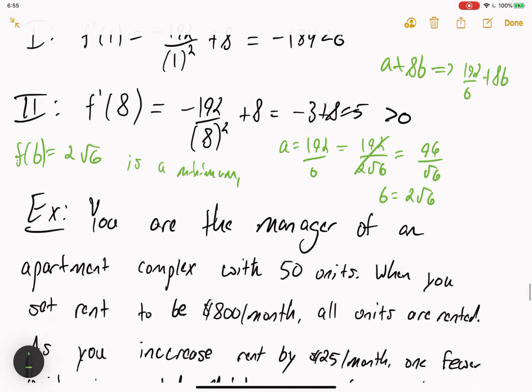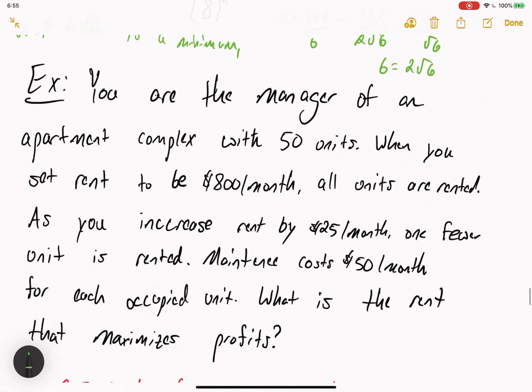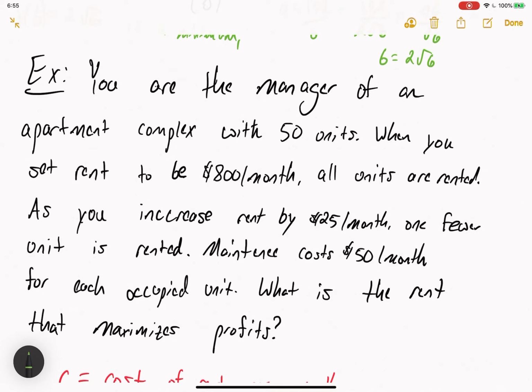Now for the last example, this one I'm going to be kind of doing with you guys, but it's going to be a bit more complex. So suppose we are the manager of an apartment complex with 50 units. So we have an apartment complex, we just have some building, and we know it's got 50 units. It could be 5 floors, I don't care, so 50 units.